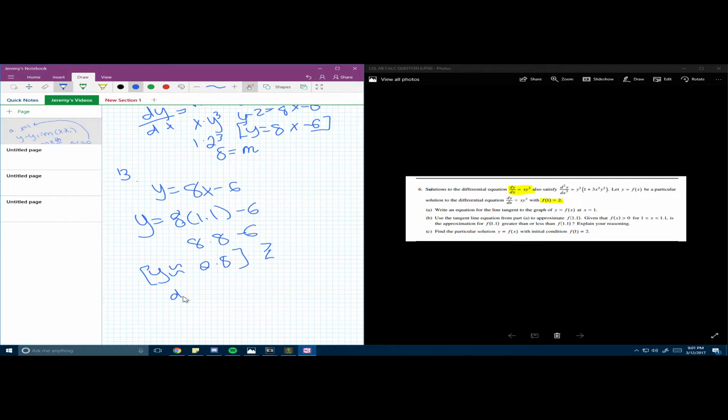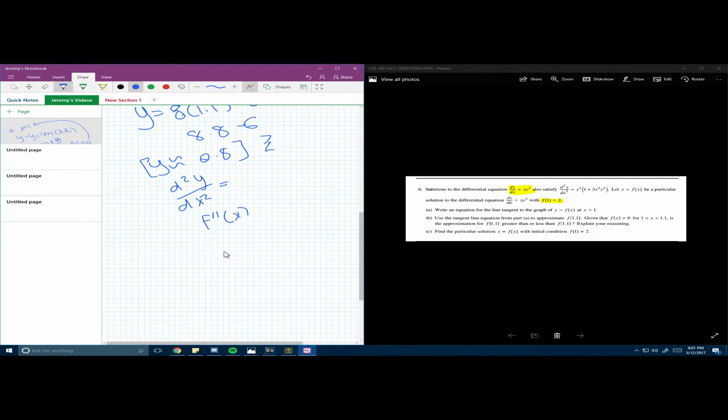So now to figure this out, you're going to have to use the second derivative, d squared y over dx squared, or simply f double prime of x. Now, you have to remember this, that this can change the concavity. Alright, if it's less than 0, it's concave down. If it's greater than 0, it's concave up.